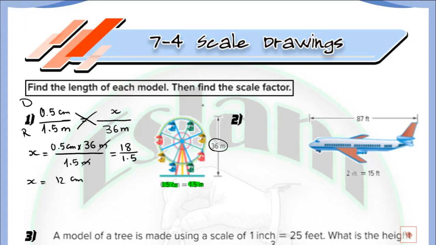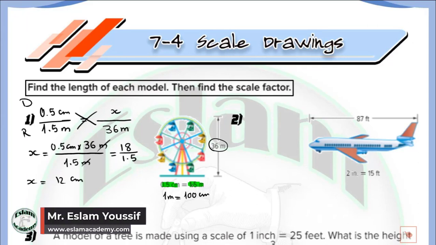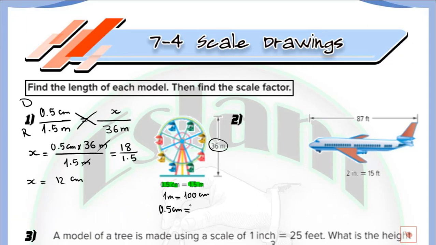Now we need to find the scale factor. The scale factor is the ratio between two numbers with the same unit. So we need to write 0.5 centimeter, which represents 1.5 meter, with the same unit. As we know that 1 meter is equal to 100 centimeter, just replace the meter with centimeter. By multiplying 1.5 by 100, you will find that 1.5 multiplied by 100 is equal to 150 centimeter. So for each 0.5 centimeter, it represents 150.